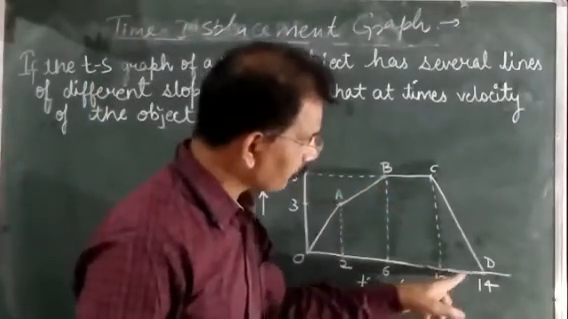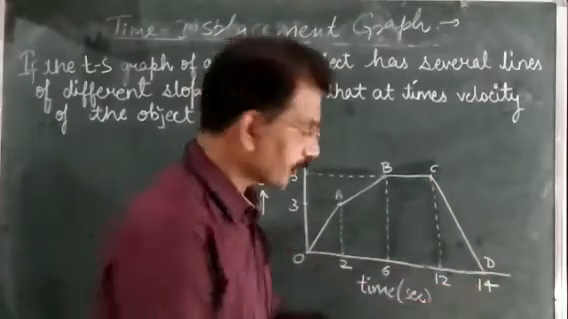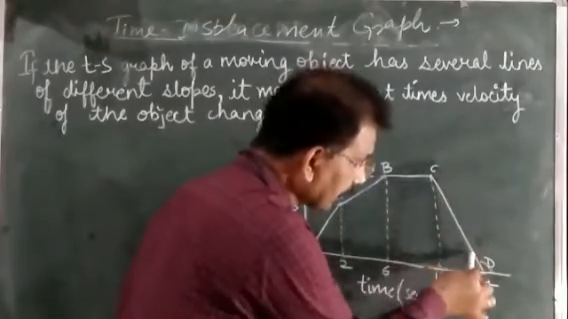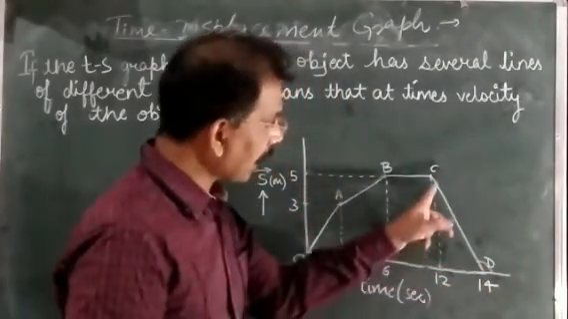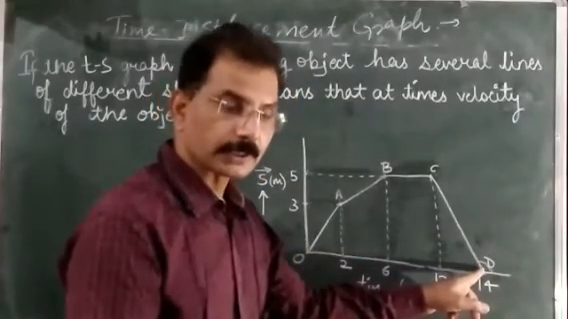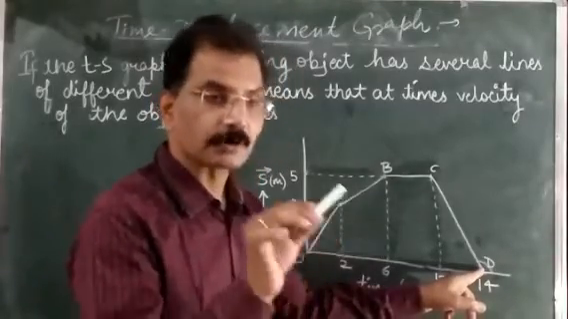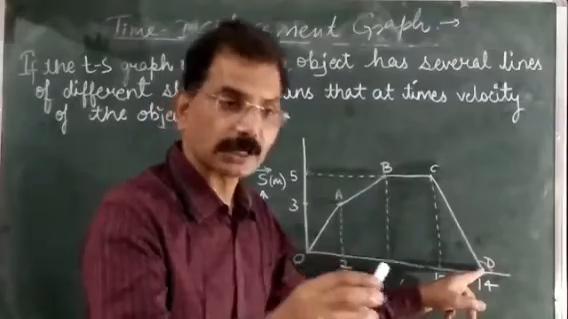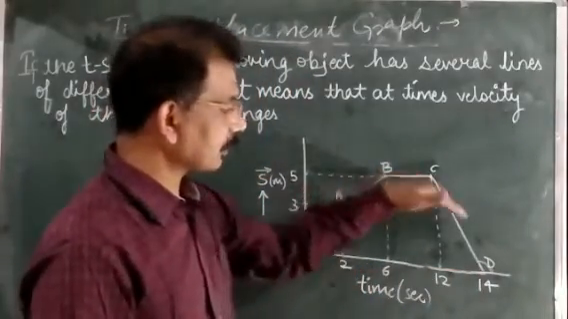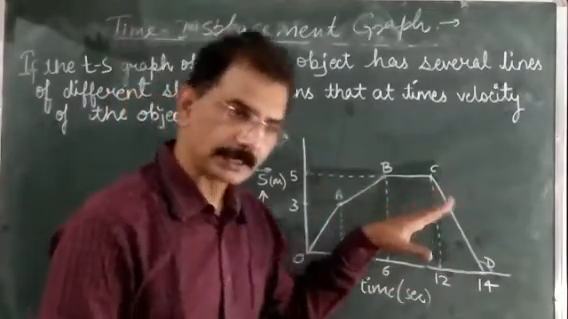And from 12 to 14 seconds, the graph line is CD, which makes an angle more than 90 degrees with the x-axis. It means its slope is negative. And already I have told you, if the slope of a time displacement graph is negative, it means the velocity is negative, and negative velocity means the body is returning back towards the reference point or towards the origin. So if the graph is given with several lines, on the basis of these lines you will get a different idea about that graph.